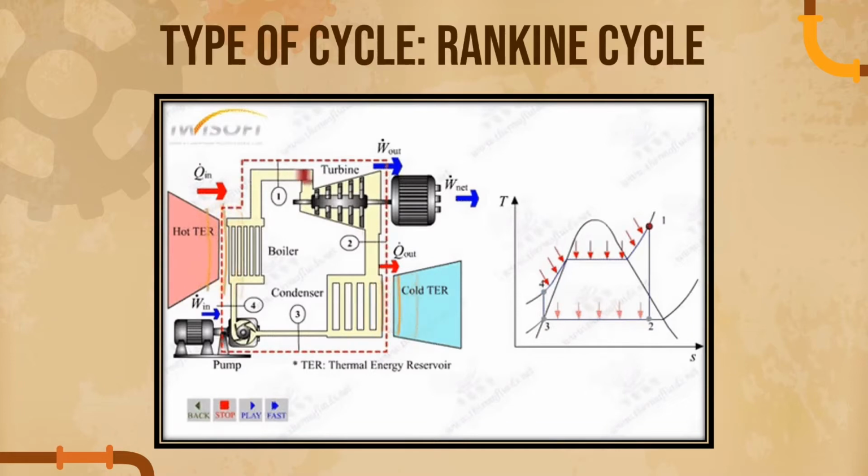Finally, the last stage is the constant pressure heat rejection process, where the steam is condensed in the condenser. Then it becomes saturated liquid and will be recycled back to the first process, the pump. The cycle is then repeated.